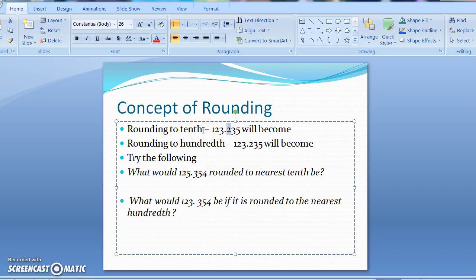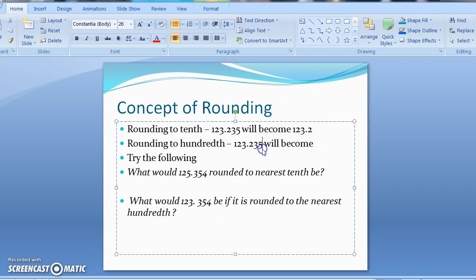Now, if we are rounding it to tenth place, means this digit has to be rounded to this place. Now, look at the digit to its right. It is 3. And therefore, since it is less than 5, we will not round it up. And hence, your answer will be 123.2. Okay. Let's take a look at the next one. Rounding to hundredth place. Hundredth means this digit. Okay. So, we are going to round this.